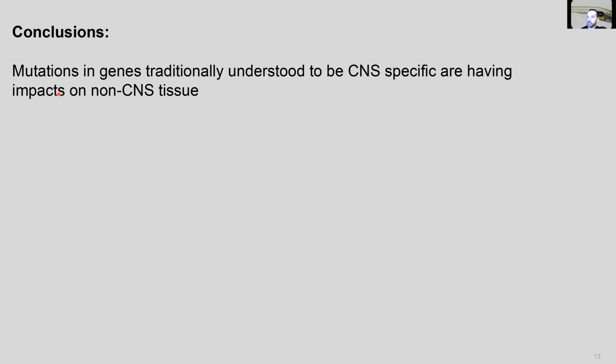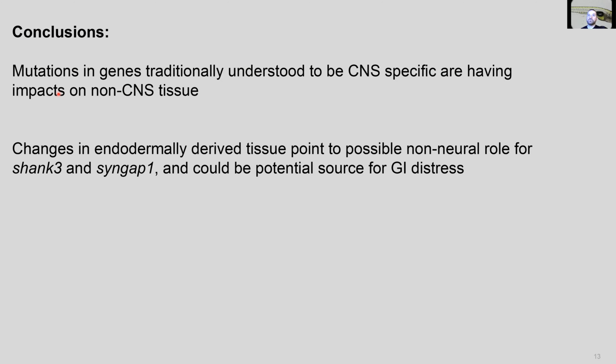So briefly to conclude, I want to bring up a few key points. One, mutations in genes traditionally understood to be CNS specific are having impacts on non-CNS tissue. These changes in endodermally derived tissues, these changes in these enteroendocrine cells, point to a possible non-neural role for genes like SHANK3 or SYNGAP1, and could certainly be a source for the GI distress that we're seeing really frequently in autism.